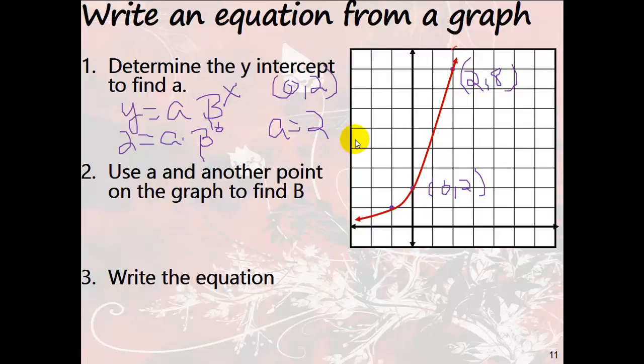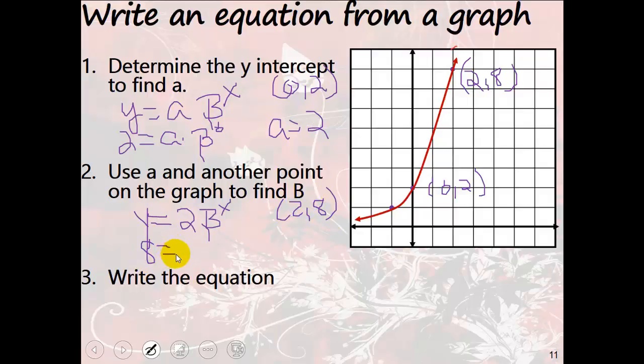Now, it feels like I'm starting all over again. y equals 2 times b to the x, and then I'm going to plug in (2, 8). So I'm going to plug in an 8 for y, and a 2 for x. So I'm going to solve for b. So I get 4 is equal to b squared. So when I take the square root, I get 2. I actually get plus or minus 2.